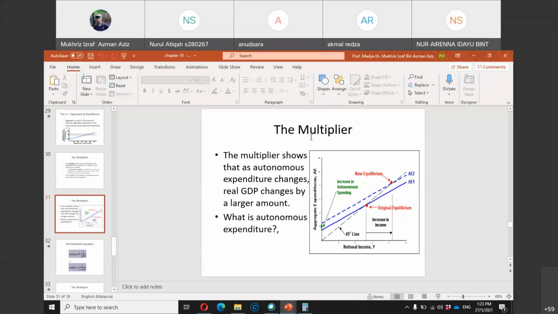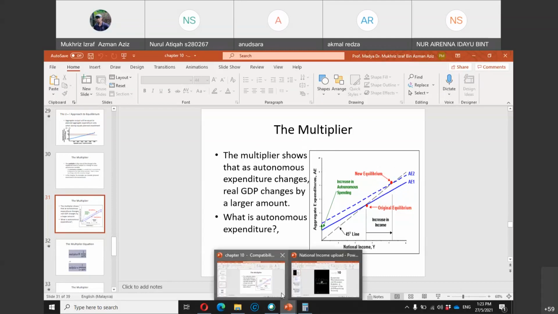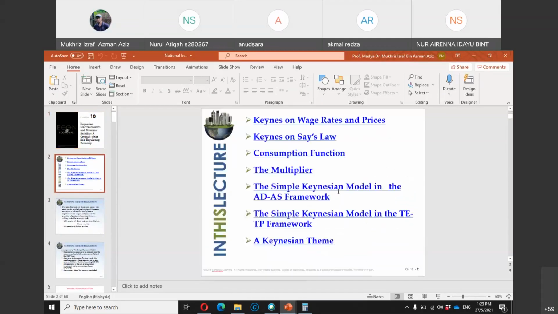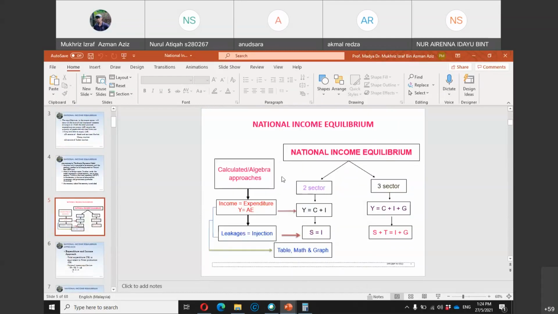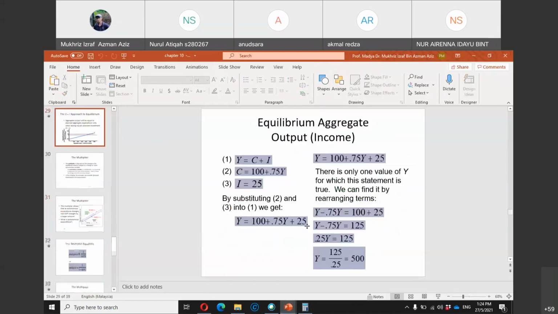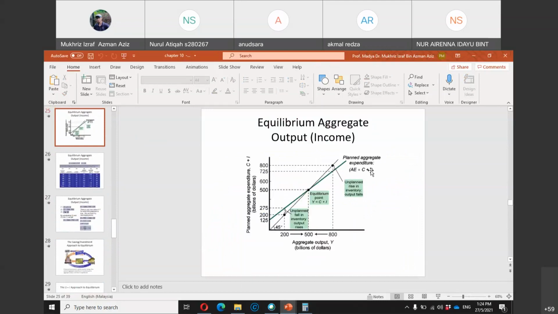So let us switch to the annual slides from your OL. I will just briefly explain this slide. Last week and at the beginning of our lecture today, I explained the two sector economy, correct? C plus I is what we call the aggregate expenditure. AE is C plus I.